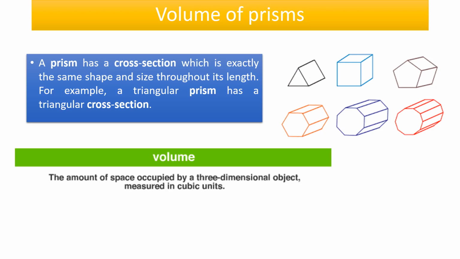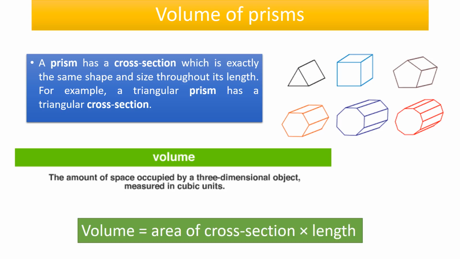Now also we need to remember what volume is. Volume is simply the amount of space a shape occupies, or the shape takes up. And when you want to work out the volume of a prism, you should know this formula: area of a cross section multiplied by length. And we're going to look at some examples to work out the volume.